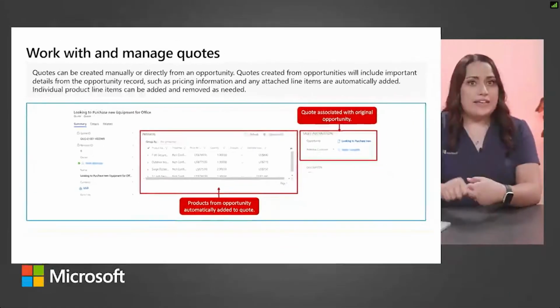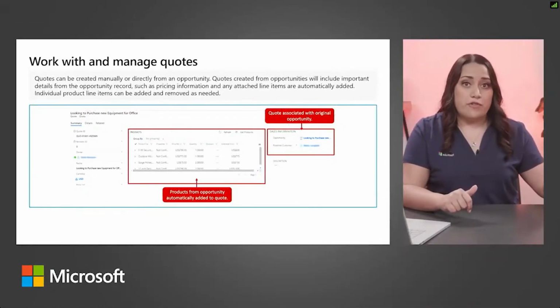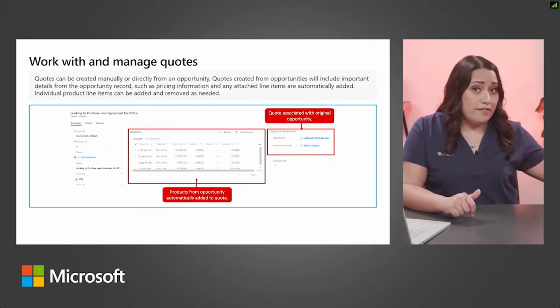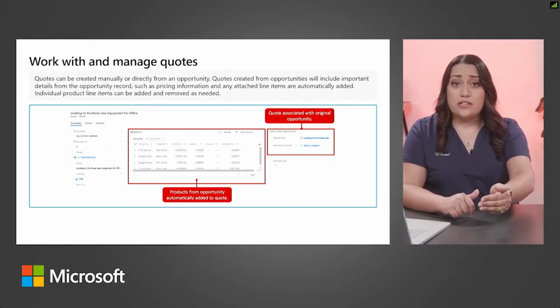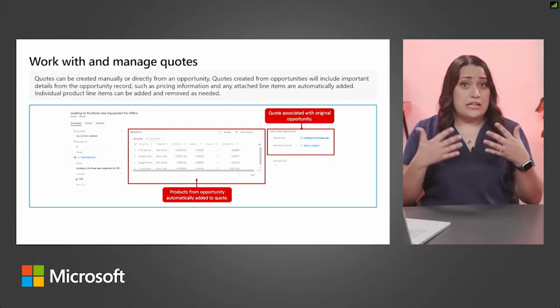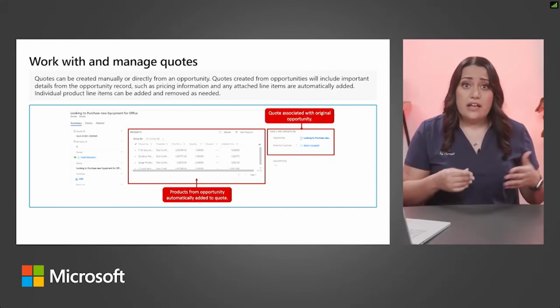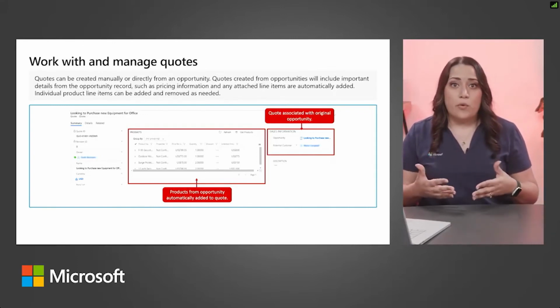However, the cool thing is, when that quote is generated from an opportunity, all of that information collected during the develop stage, like pricing, like discounts, and all of that, it's going to be automatically imported into the quote. And then your reps can decide what they need to add or remove based off of the conversation. And this is important because usually that first quote isn't the one that the customer accepts. Oftentimes you have to go back and forth with the revisions.